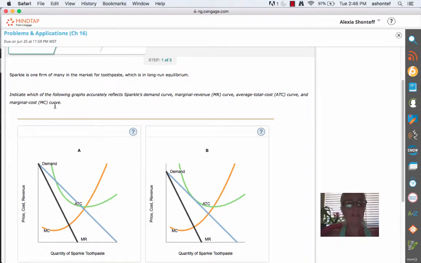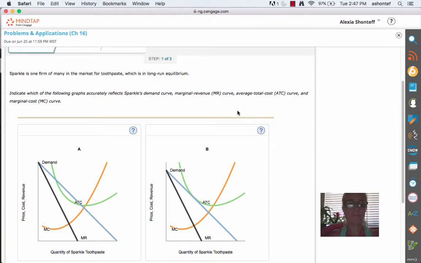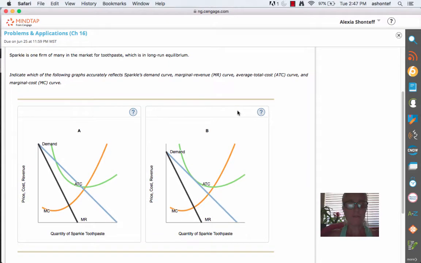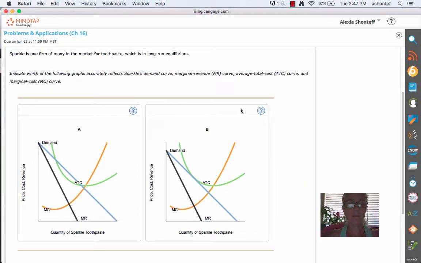And then it asks you, indicate which of the following graphs accurately reflects Sparkle's demand curve, marginal revenue, average total cost, and marginal cost curve. So if this is monopolistic competition, and the key here is you're told it's the long run, then we need to find that place where marginal cost equals marginal revenue. So in this case, that would be here. In this case, that would be here.